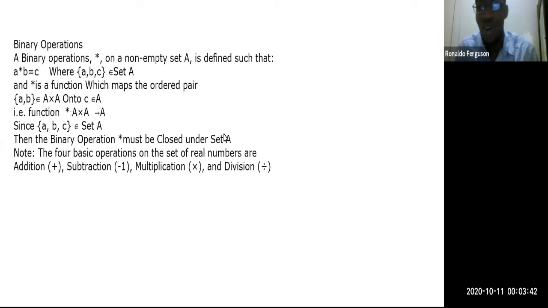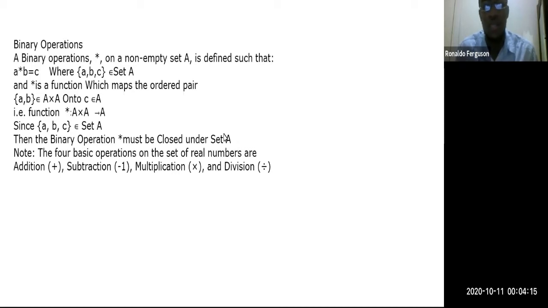Alright, so now we're going to look at binary operations. We're finally at binary operations, right? And binary operation, well, what's a binary operation? A binary operation, how they define it, they love to call a binary operation star. And so if we have a binary operation star and a non-empty set, we say A star B equals C, where A, B, and C are all elements of some set, right?